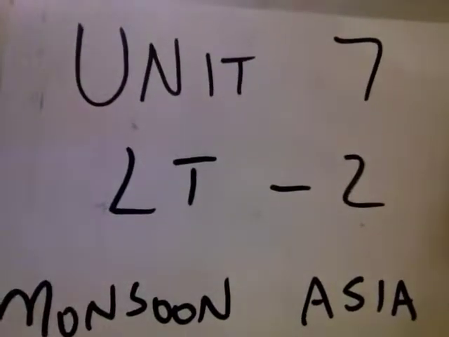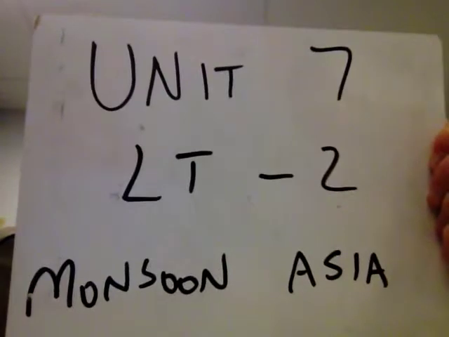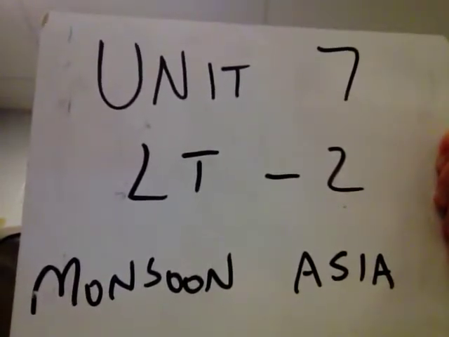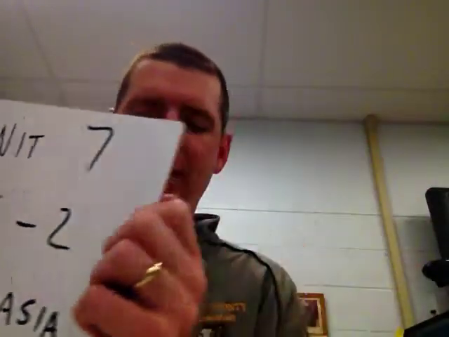This video is designed for students in the 6th grade at Grant County Middle School in Mr. Camacho's classes. This is over Unit 7, Learning Target 2, which is on Monsoon Asia. This learning target is rather forward and point blank: read and interpret a variety of geographic tools.